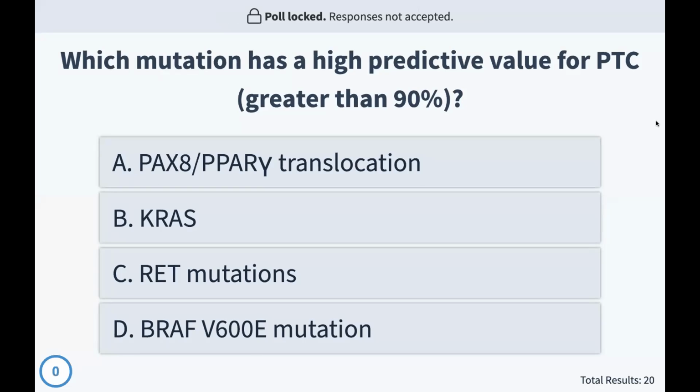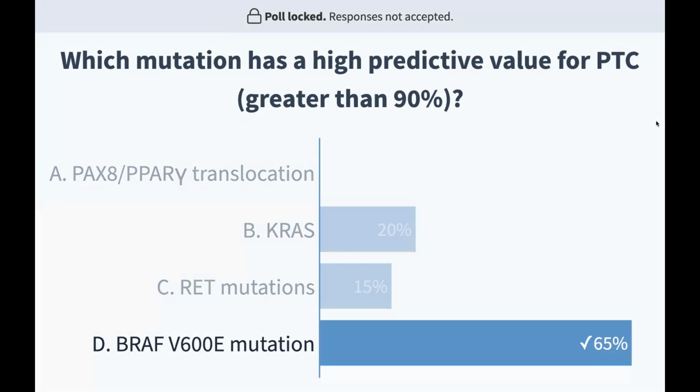Okay, time is up. Your correct answer is your BRAF V600E mutation. So genetic alterations that activate the mitogen activated protein kinase or MAPK pathway are common in papillary thyroid carcinomas. These include point mutations of BRAF and RAS genes.